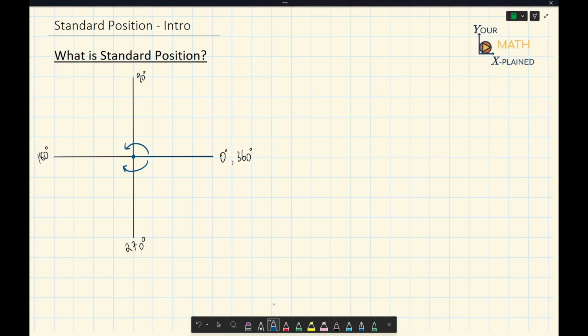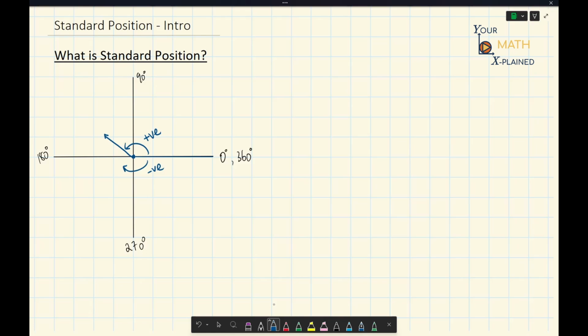So if we go counterclockwise, these angles are positive angles. And if we go clockwise, then we're going to have negative angles. And wherever we stop, that is called the terminal arm. So the angle is the angle that is formed between the terminal arm and the positive x-axis.